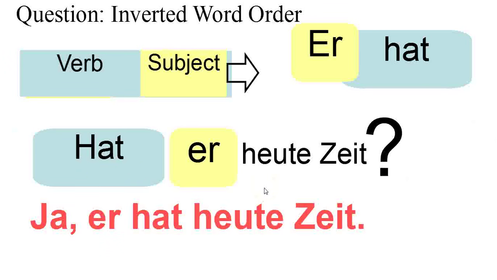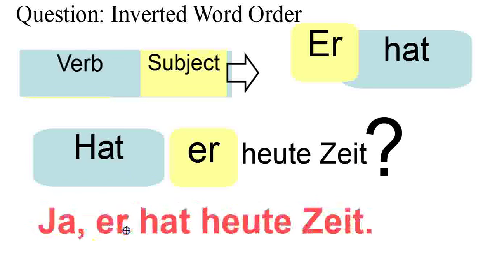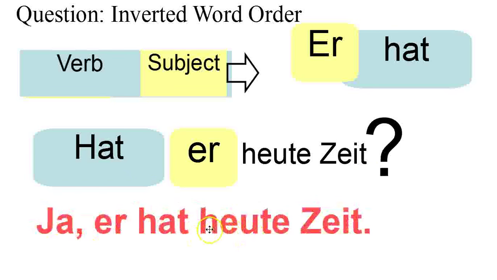And this is why we call it a yes-no question, because now you can answer affirmatively or negatively. But you can say, ja, er hat heute Zeit. Does he have time today? Yeah, he has time today. Ja oder nein. They can just simply be answered yes or no.